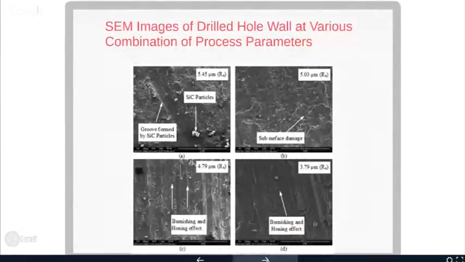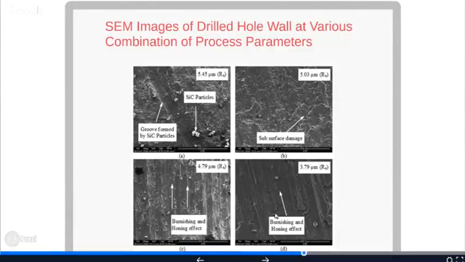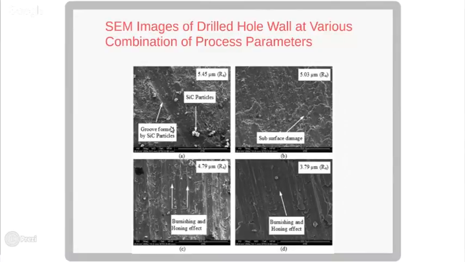These are some SEM images generated from conventional drilling. Here you can see some loosely bound SiC particles on the surface, and this is a groove formed by the SiC particle, which increases the surface roughness of the whole wall surface. These are the surface damages, then subsurface damage.